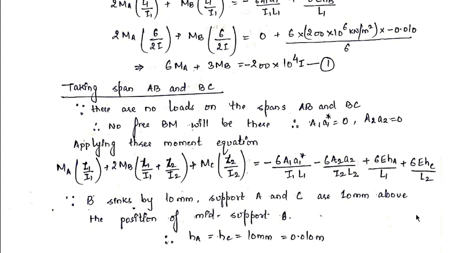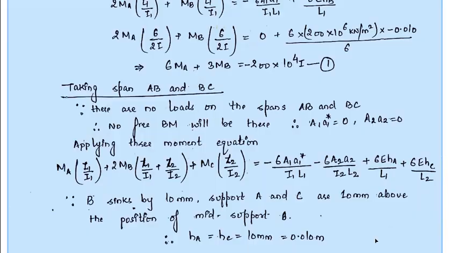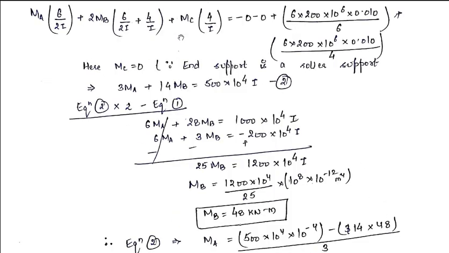See, whenever a point is above the reference point, the value of h will be positive, and whenever the point is below the reference point, the value will be negative. So here A and C are above the B point, so the value will be positive. So the value of HA and HC will be 10 mm, and that is 0.010 meters. Now let's come to the simplification of this equation. So after putting the values, this equation will be simplified like this. So you just have to put the values.